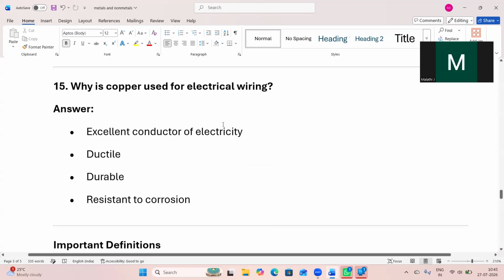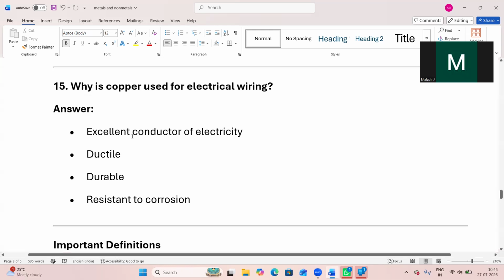Then, why is copper used for electrical wiring? Why should we use copper? In electrical wiring, we already know we need good conductors of electricity. Copper is a good conductor of electricity, so we use it in electrical wiring.